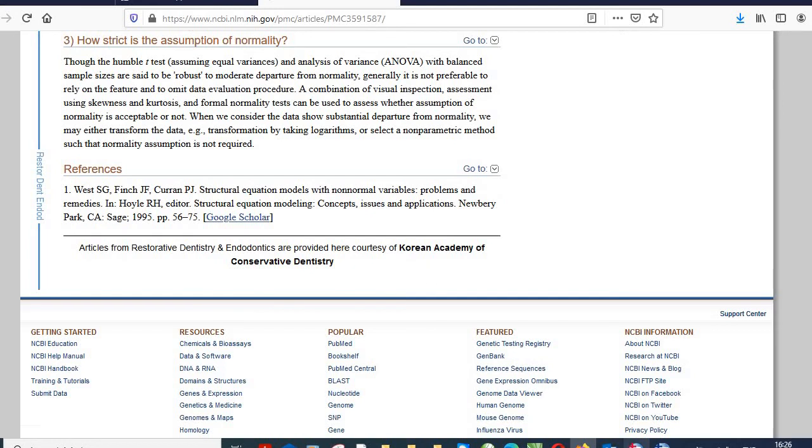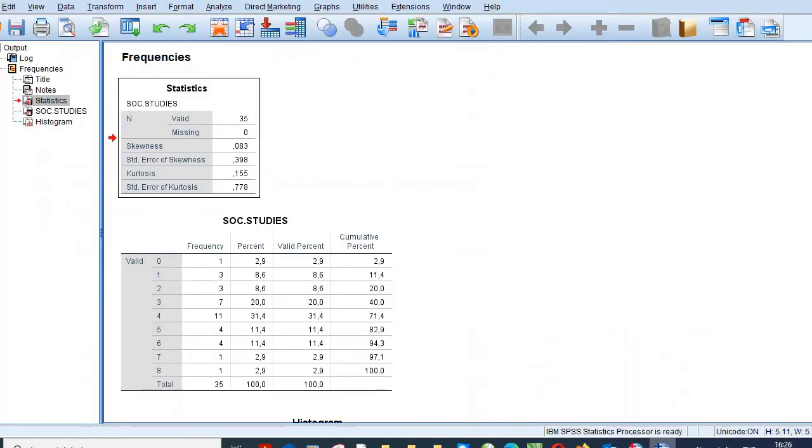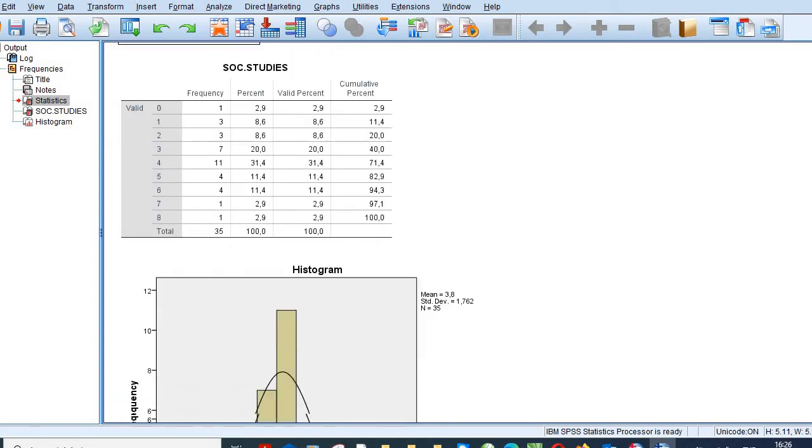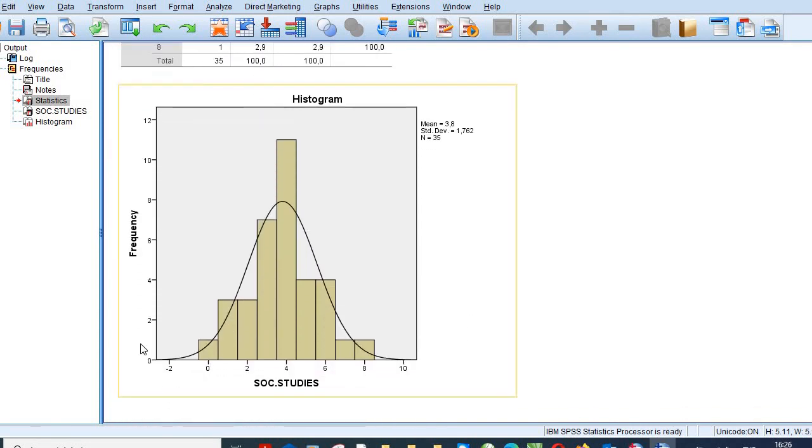And let's go back to the data. Let me remind you the skewness Z was 0.21, which is in between the region 1.96 or minus 1.96. Both of the measures coming from Z skewness and Z Kurtosis are between plus and minus 1.96. So there is no problem in terms of normality.